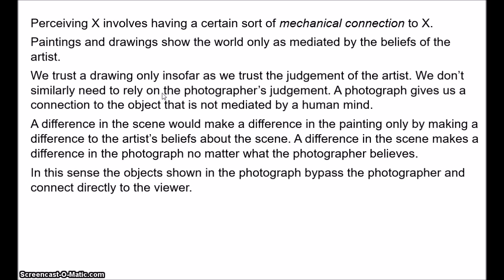Now suppose the photographer had different beliefs. Suppose he was hallucinating and he believed he saw a dinosaur. The photo would show the same thing as it would in the first case. It would show some trees and no dinosaur. When he develops the photo, he's in for disappointment. On the other hand, if the painter is hallucinating, then his painting will be different. It will show what he believed he saw. It will show a dinosaur.